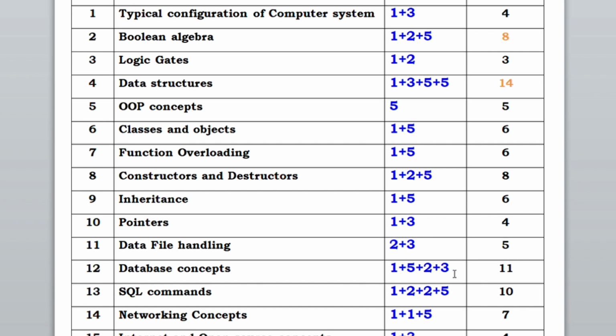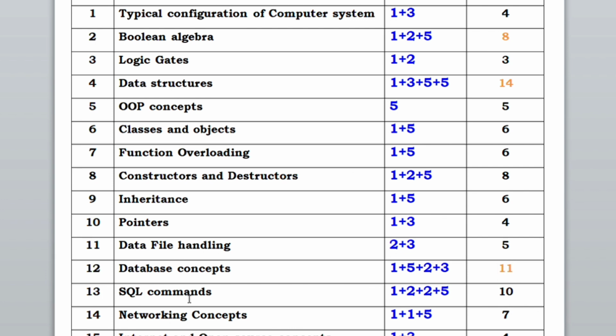Earlier we had a 5-marks question also, but now you don't have a 5-marks question. You have 5 fill in the blanks, 1 MCQ, a 2-marks question and a 3-marks question. So it is 1 plus 5 plus 2 plus 3, totally 11 marks. Again it has the highest weightage. We'll come back to this later. So how can we read this.